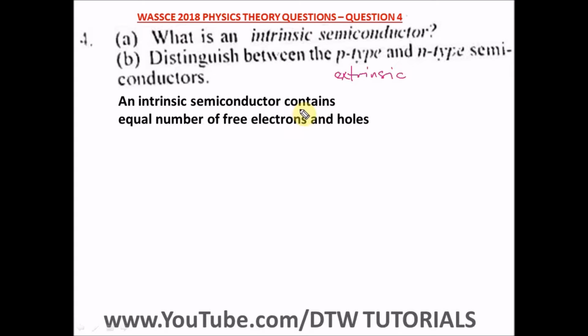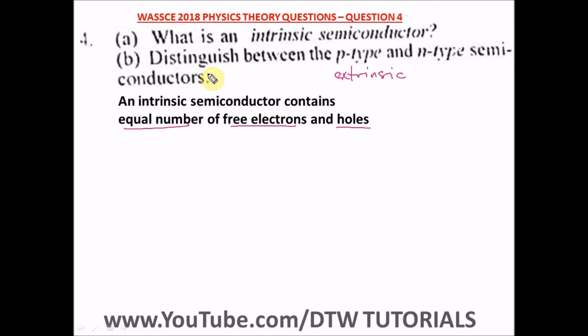In your theory part for your physics or your chemistry or your biology, don't write too much. Just the key terms. That's what the examiner is looking for. Your key points, the key terms should be stated. Contains an equal number of free electrons and holes. It's very key, so just state it that way.